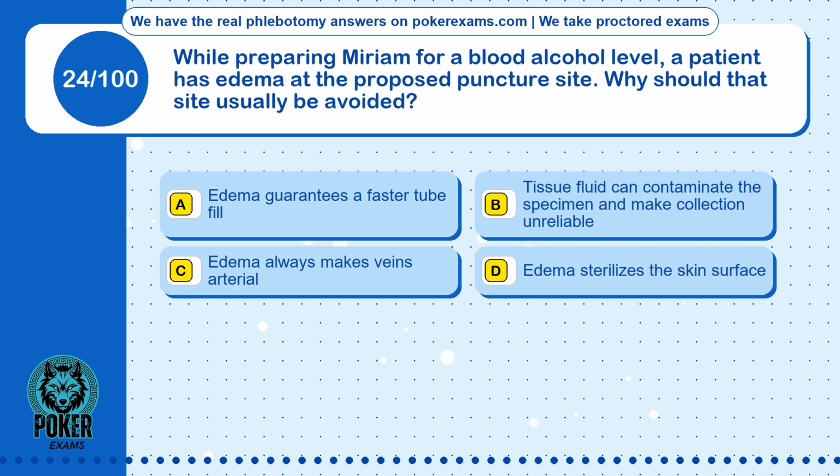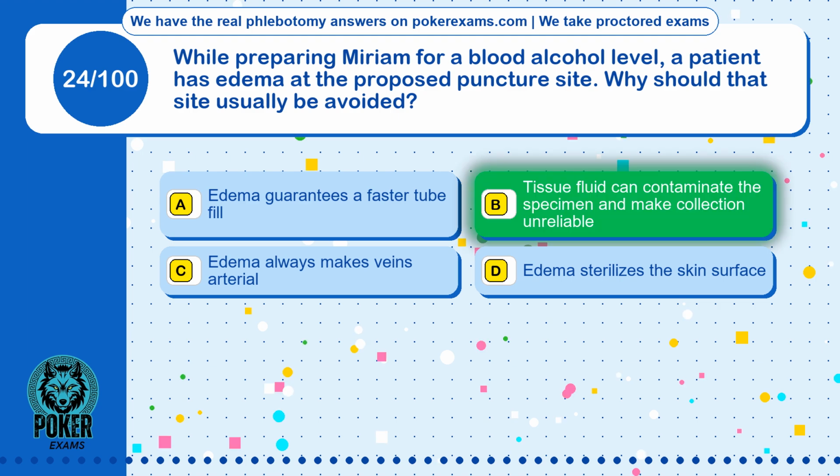Question 24. While preparing Miriam for a blood alcohol level, a patient has edema at the proposed puncture site. Why should that site usually be avoided? Option A: edema guarantees a faster tube fill. Option B: tissue fluid can contaminate the specimen and make collection unreliable. Option C: edema always makes veins arterial. Option D: edema sterilizes the skin surface.